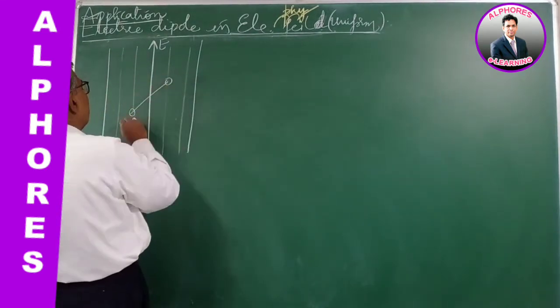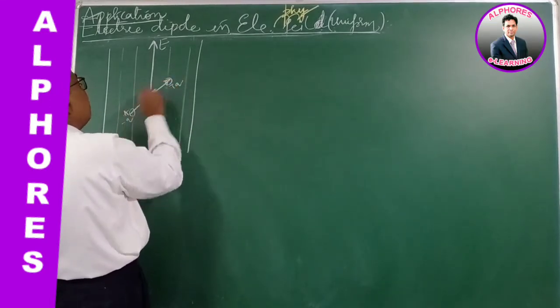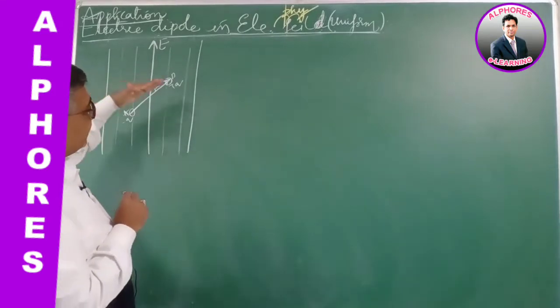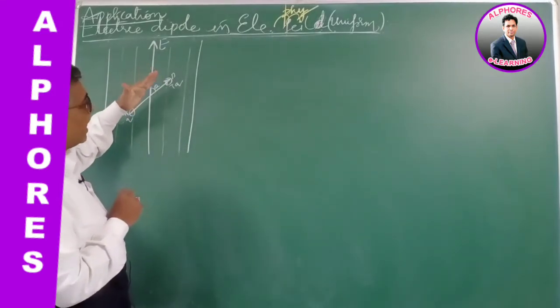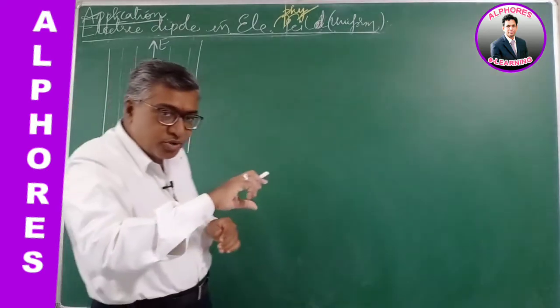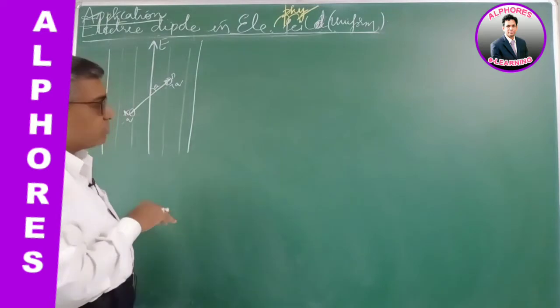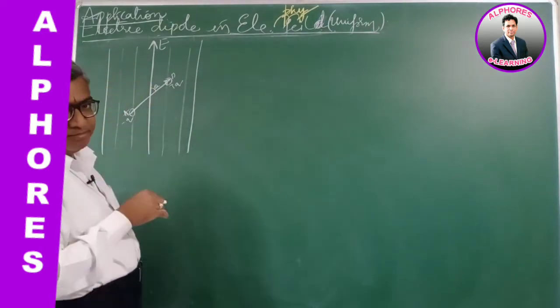So, I want to turn a dipole. There is a dipole, minus Q, plus Q. This is the dipole AB at an angle theta. Now initially the dipole is along this field. Now I want to turn this dipole through an angle theta. So I want to produce a turning effect by applying an external force, external torque, if I want to turn the dipole against the field.